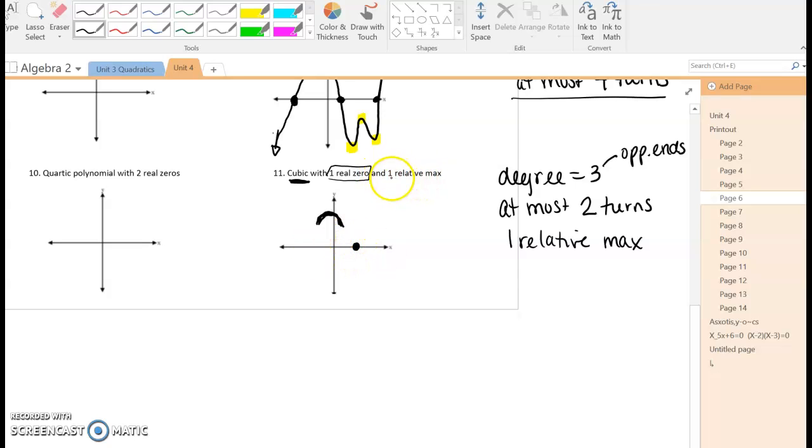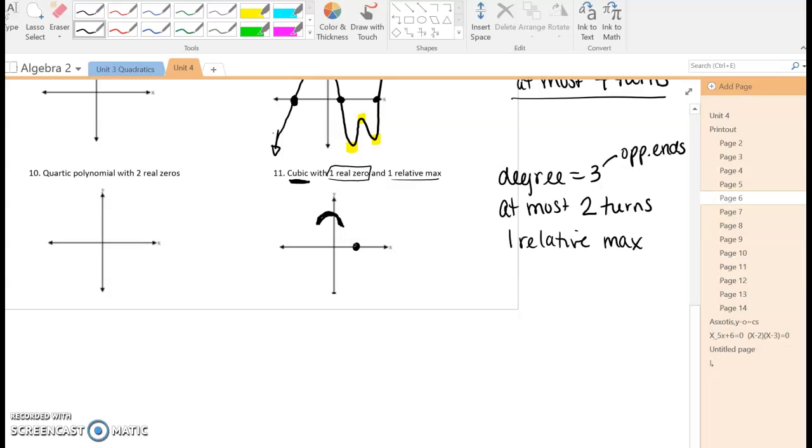And one relative max. So that means that I have to have this sort of like curve, a turn, that gets my graph to have a maximum here. So since that's a relative max, I want to make sure I go through this point. I want the two ends to be doing opposite things.